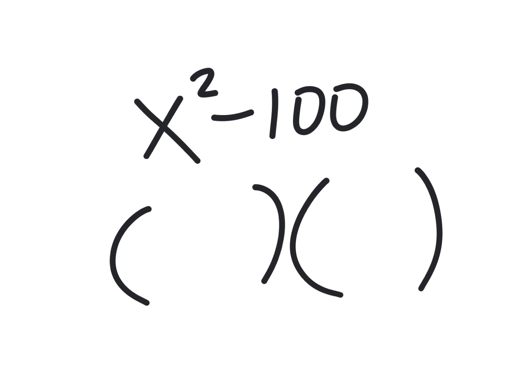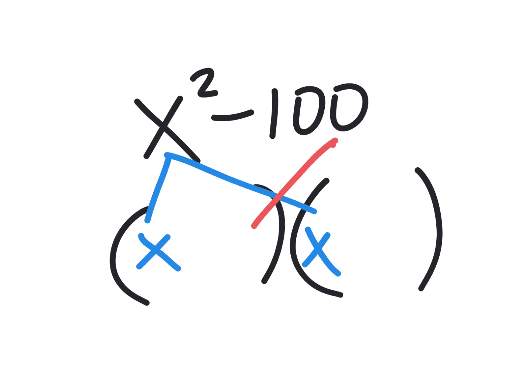And this pattern was that this is an x and this is an x, because it's splitting up the x squared. And then you split up the 100 into 10 and 10, and then you just got to know what to put in between them. Plus and a minus. There it is. That's the little pattern for that kind.